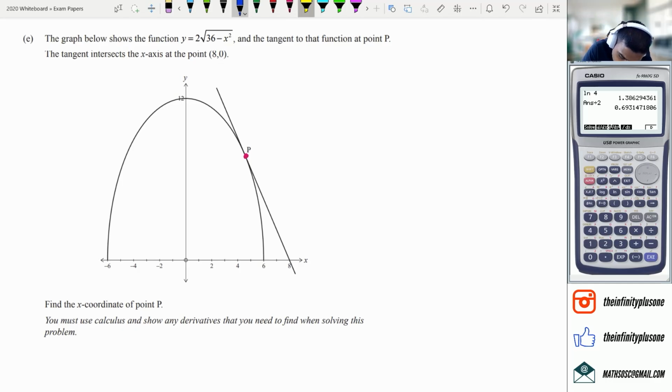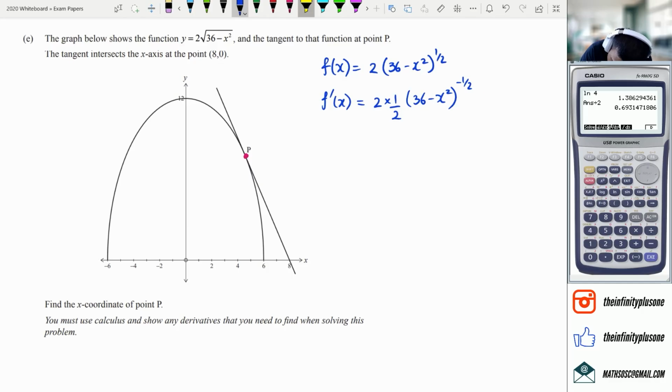So the first step I'm going to be doing is find the gradient function. Because f of x is equal to 2 times (36 minus x squared) to the power of half, I'm going to work out what f dash of x is. So that's going to be 2 times a half, times (36 minus x squared) to the power of a half minus 1, which is negative half, multiplied by the differentiation of whatever's inside the bracket, which happens to be negative 2x.